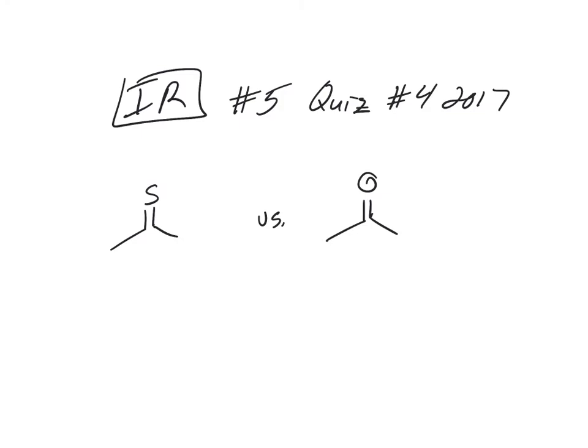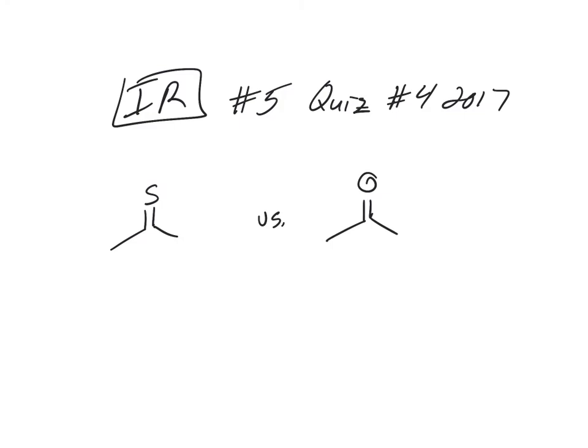All right, so let's take a look at an IR question, question number 5 from this year's number 4 quiz, 2017. The question states, would you expect the carbon-sulfur double bond stretch in the molecule below to be higher or lower than a ketone C-O stretch? Explain your reasoning. So this was a poorly worded question. What we end up diverging is actually kind of interesting. We can cover 2 different principles here.